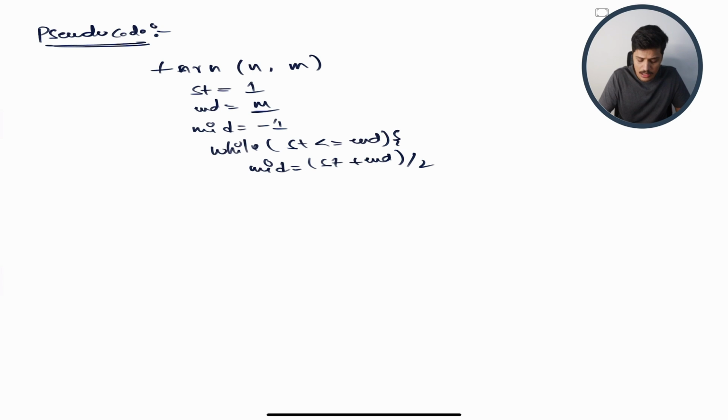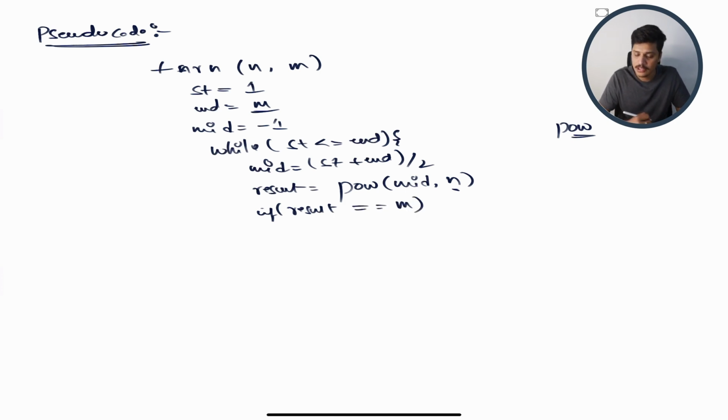Immediately I will use some math library or anything where I have already implemented the power function. So I will call the power function and pass the value of the middle, as middle power n is what I want to perform. So here, if this result is equal to the given value of m, then we found our number. So immediately we will return middle itself.